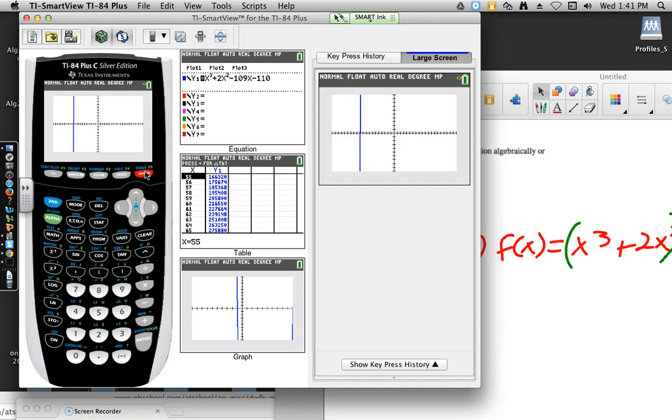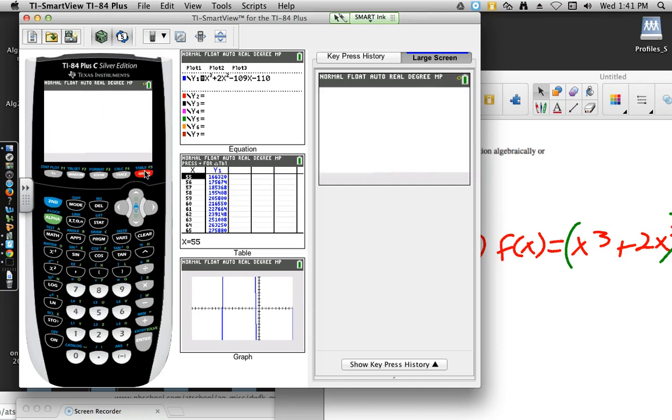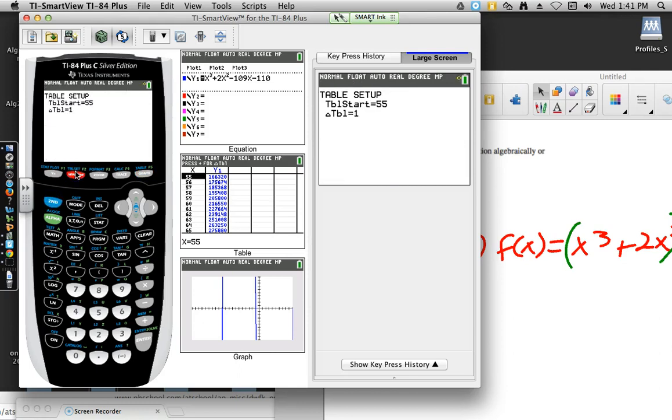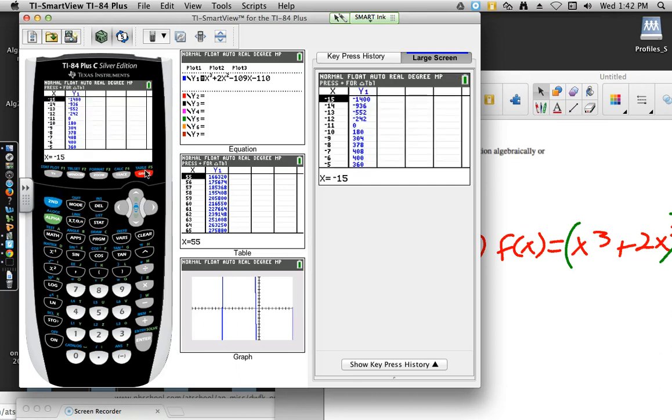There's one crossing of the x-axis, the second crossing, and the third. So let's look at the table and see. It doesn't look like it'll be too far out here. Boy, I better change my table set. I'm way up there in the 50s. Let's try maybe negative 15 for the start. And take a peek. And I can see that negative 11 is one of my zeros.